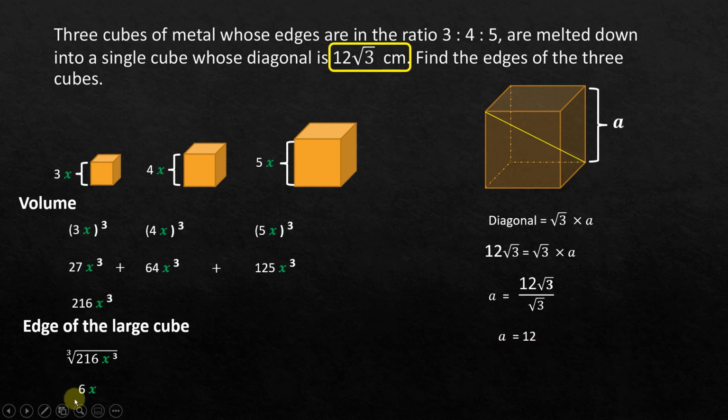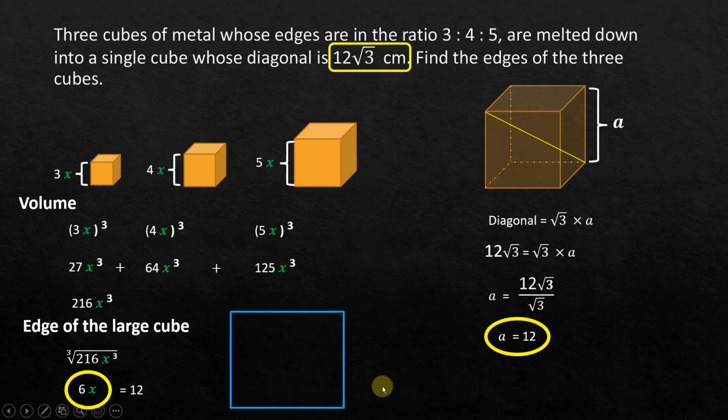And we also have the same edge represented as 6x. So these two should be equal, because this 6x represents this edge in terms of x, and this 12 is the actual value of the edge. So 6x should be equal to 12. And if 6x is equal to 12, what is the value of x? x is equal to 12 divided by 6, which is 2. So the value of x is 2.